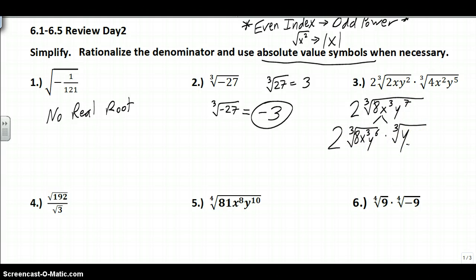All right? So, 2. Cubed root of 8 is another 2. Cubed root of x cubed, you take the power divided by the index, and you get x to the 1st, y to the 6 over 3, which is 2, and then the cubed root of y. And your only thing that you have to take care of now is 2 times 2, which is 4. Do I need absolute value? No, because this is an odd index. I don't have to worry about even index. Okay.